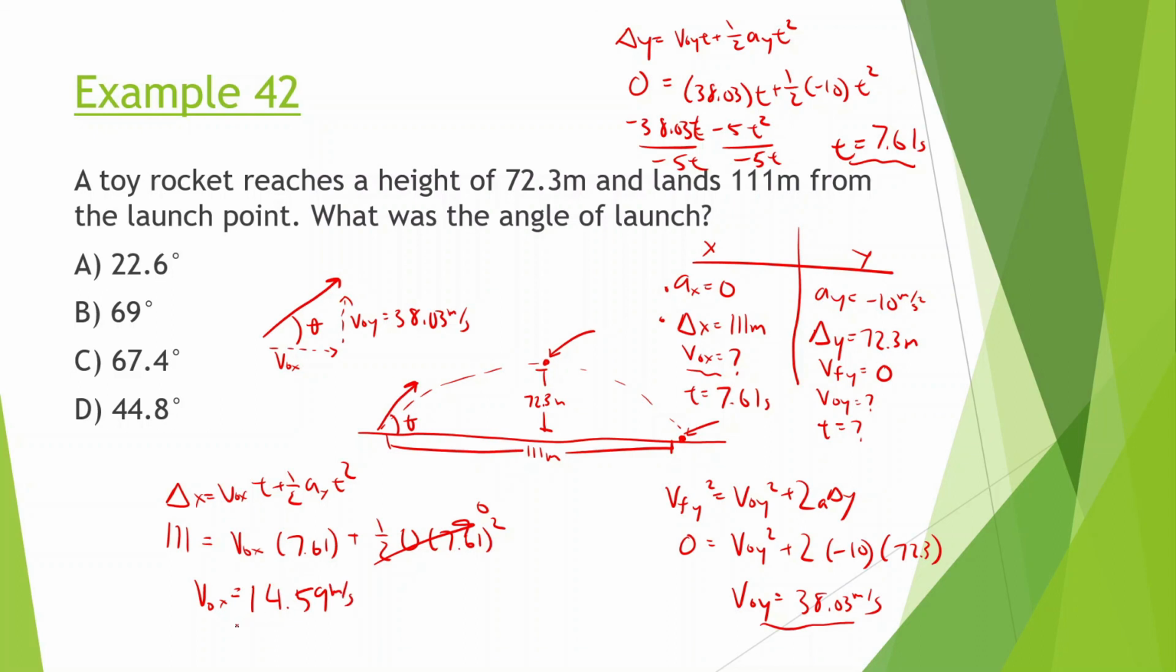14.59 meters per second. Okay, so I know that this is now equal to 14.59. And then now I can use tangent to figure out what this angle is. Tangent of the angle is 38.03 all over 14.59. Let me just put this in: tan inverse of 38.03 divided by 14.59, and you get 69 degrees. Okay?